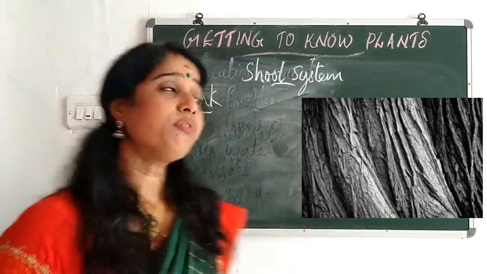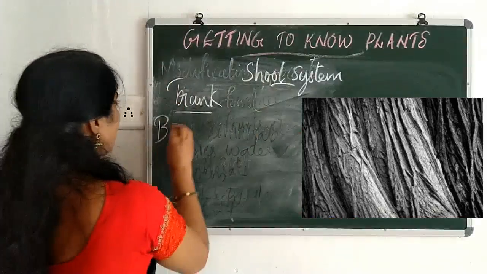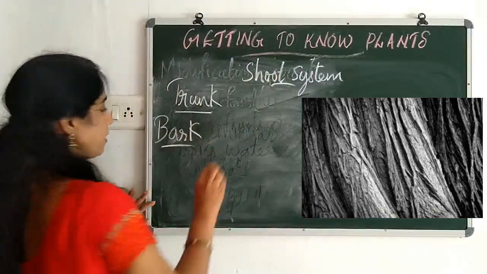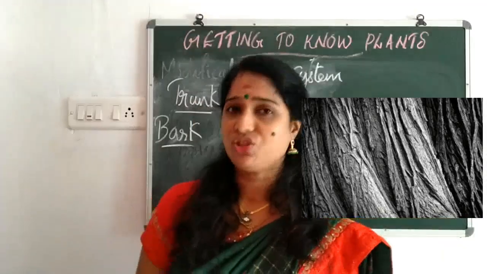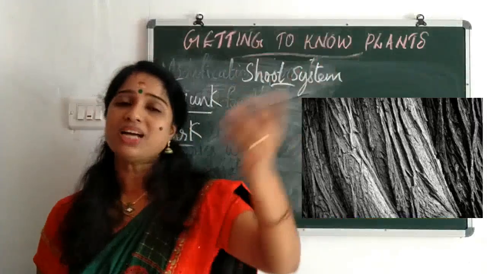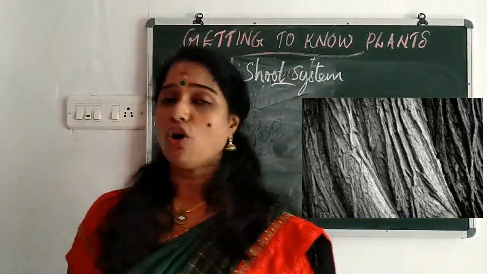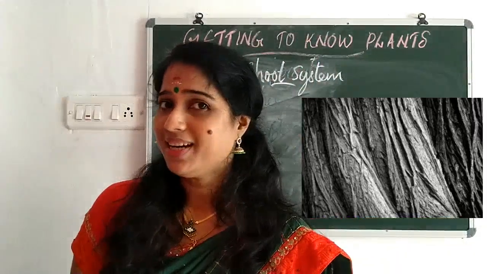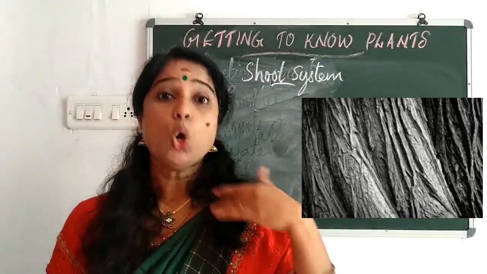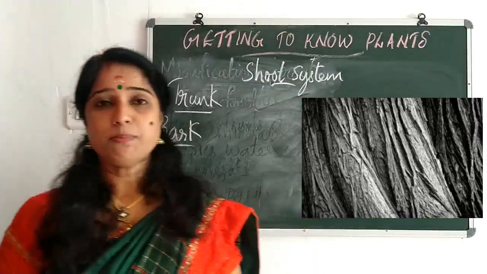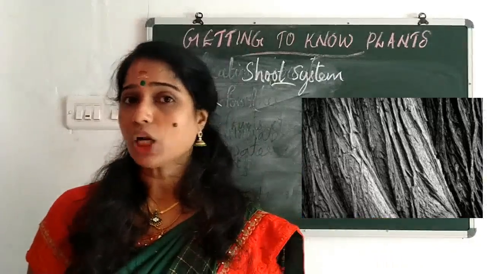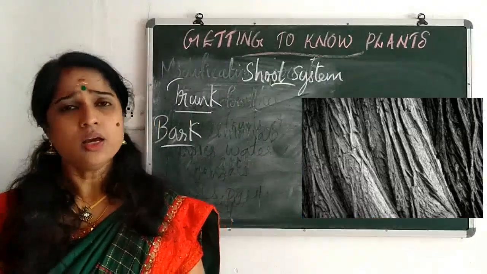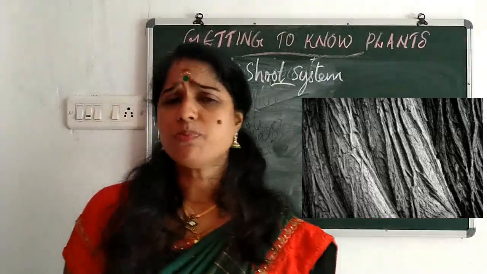And the outer covering of the trunk and the branches, they are known as what? They are the bark. The outer covering of the trunk and the older branches, not the young branches, are known as the bark of the tree. You can see that on the board. How does the bark look? It's a very hard covering. So can you say what are the functions of this bark?